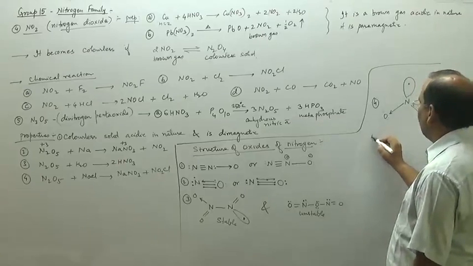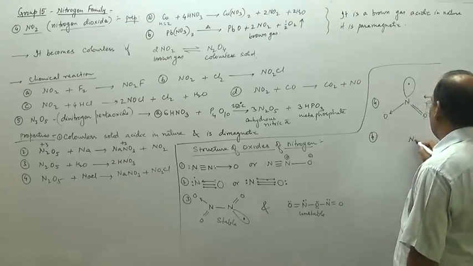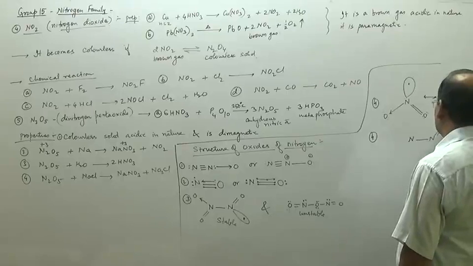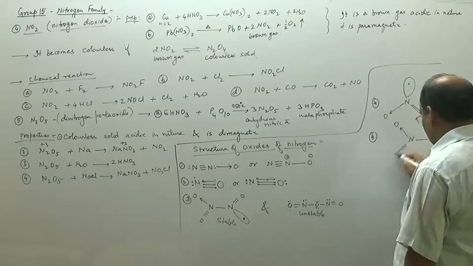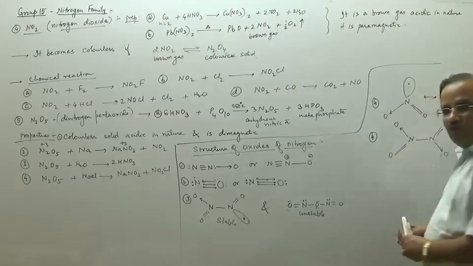And for N2O4, that will be nitrogen, you can write like this: a coordinate bond on this, a coordinate bond on this, and a double bond on this. That is N2O4.